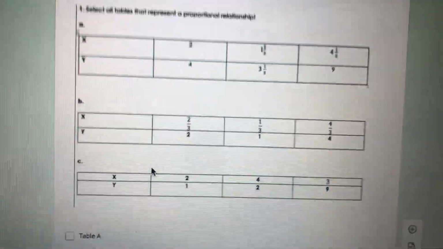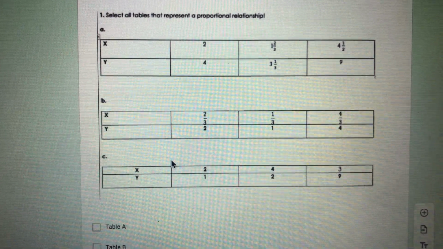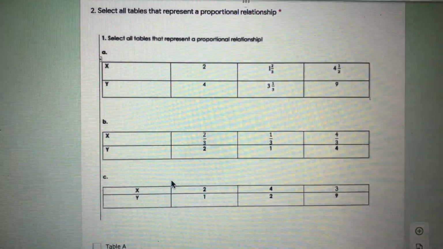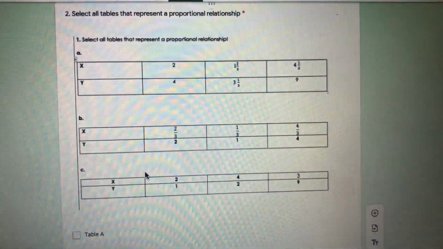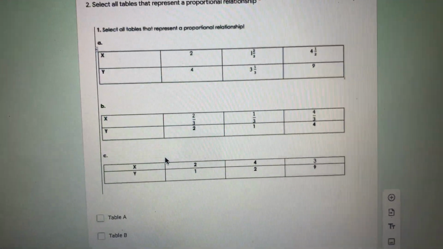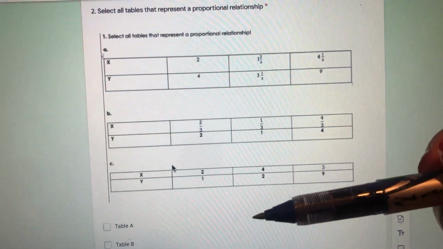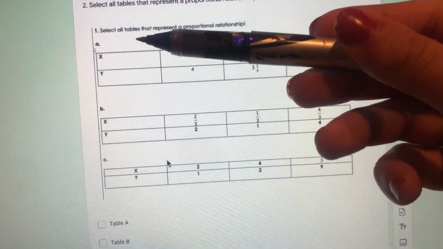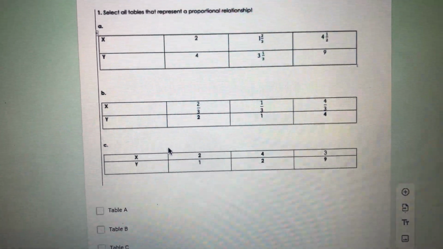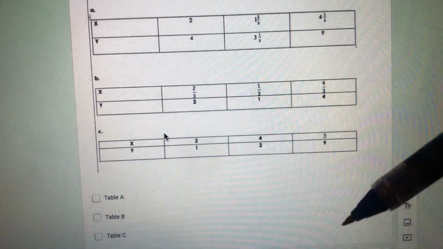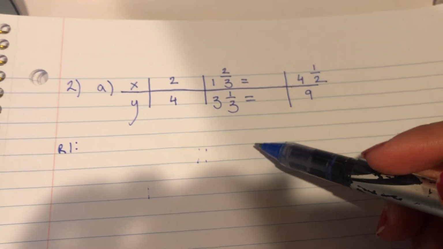All right, so for example 2, it says select all tables that represent a proportional relationship. So we have to see if A, B, and C are proportional. Now, anytime it tells you select all the tables, what that means is there could be more than one that is proportional. So what I first did was I rewrote the tables on my paper.